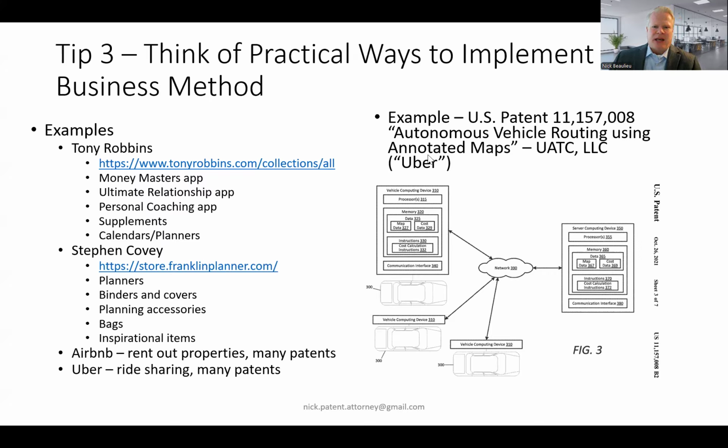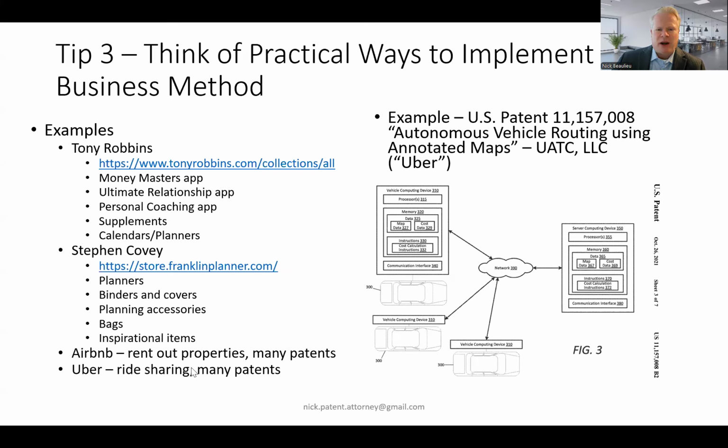A couple other examples I have here are Airbnb. The main idea for Airbnb is that you have private individuals who want to rent out property, and they're trying to connect those people with customers that would want to rent those properties. That's a business idea, and that may not be patentable, just renting out properties to people. But they have a lot of patents, and they have these apps and websites and different technology that enable that business idea. So that's how they're able to protect their business idea.